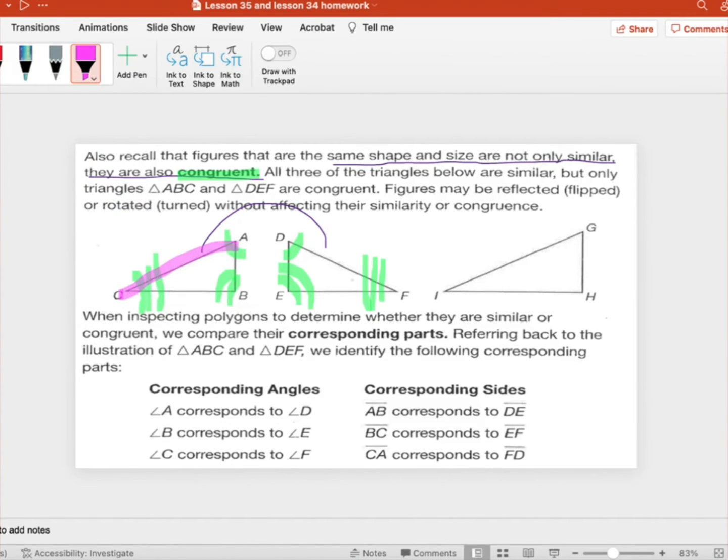AB corresponds to DE, while BC corresponds to EF, and CA corresponds to FD. Notice that the order is important when we're doing that.